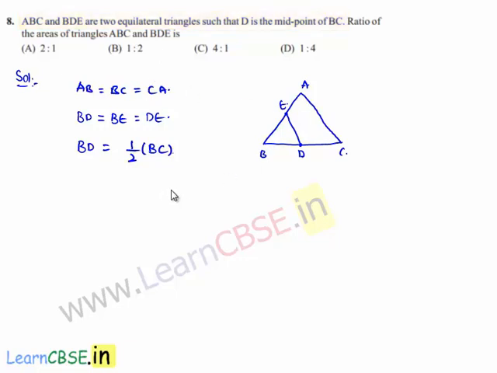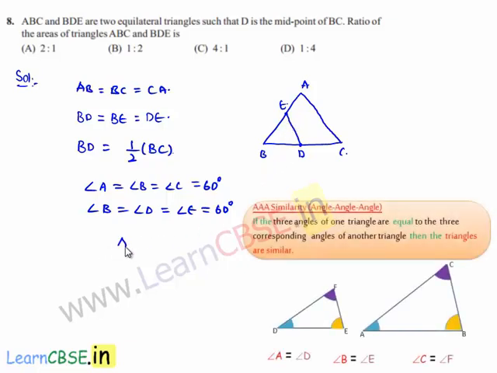As ABC and BDE are equilateral triangles, angle A is equal to angle B is equal to angle C is equal to 60 degrees, and in triangle BDE, angle B is equal to angle D is equal to angle E is equal to 60 degrees. In both the triangles, the corresponding angles are equal. So we can say the two triangles are similar. So that is triangle ABC is similar to triangle BDE, and he asked the ratio of area of two similar triangles, that is area of triangle ABC by triangle BDE will be equal to.